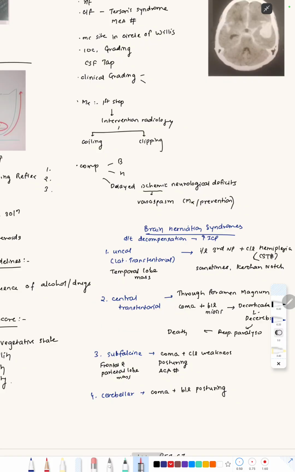Central or transtentorial herniation happens through the foramen magnum. Coma and bilateral miosis are seen. Then the person goes into decorticate, then decerebrate rigidity, respiratory paralysis, and further death.